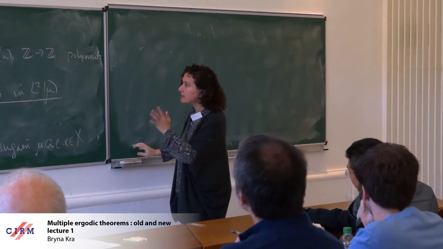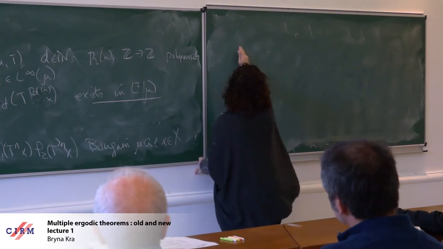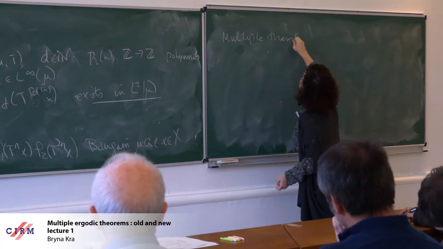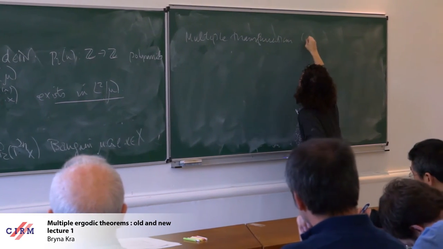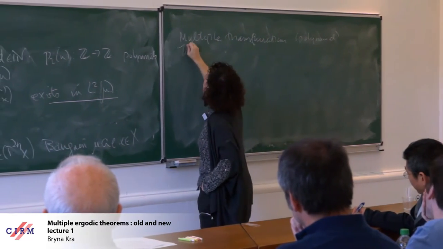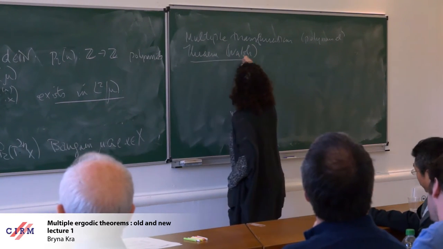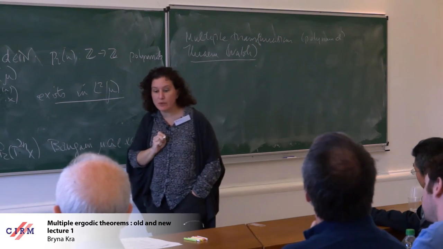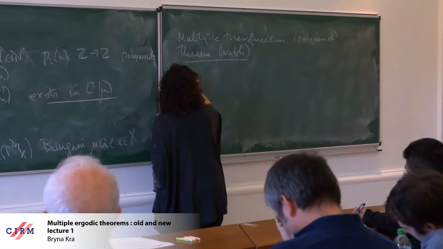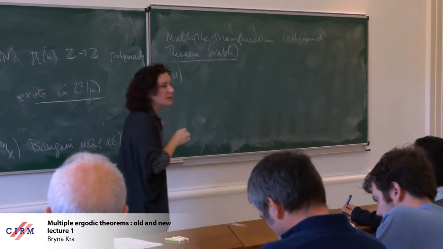Okay, so that's a single transformation, but there is a recent result from a few years ago, for multiple transformations. Again, I'm going to stick to polynomial, and this is a theorem of Walsh. It's from about 2012. And what does he prove? He proves that if you give me a measure-preserving system, so here I'm going to have X, mu. Let me just write my probability space as X, mu.